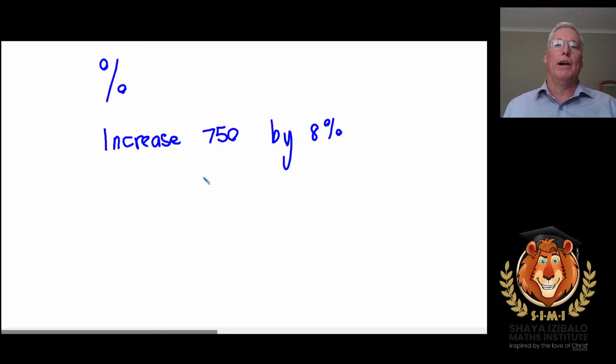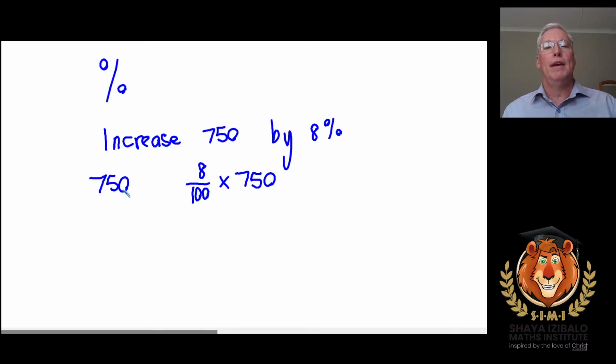I think all of us would know how to do that, but I want to just show you a quick and sort of obvious way that really makes all of this stuff make sense. I think the obvious thing to do would be to work out 8% of 750, and then we would have to add that to 750. So we'd take 750 and we would add 8% of it.